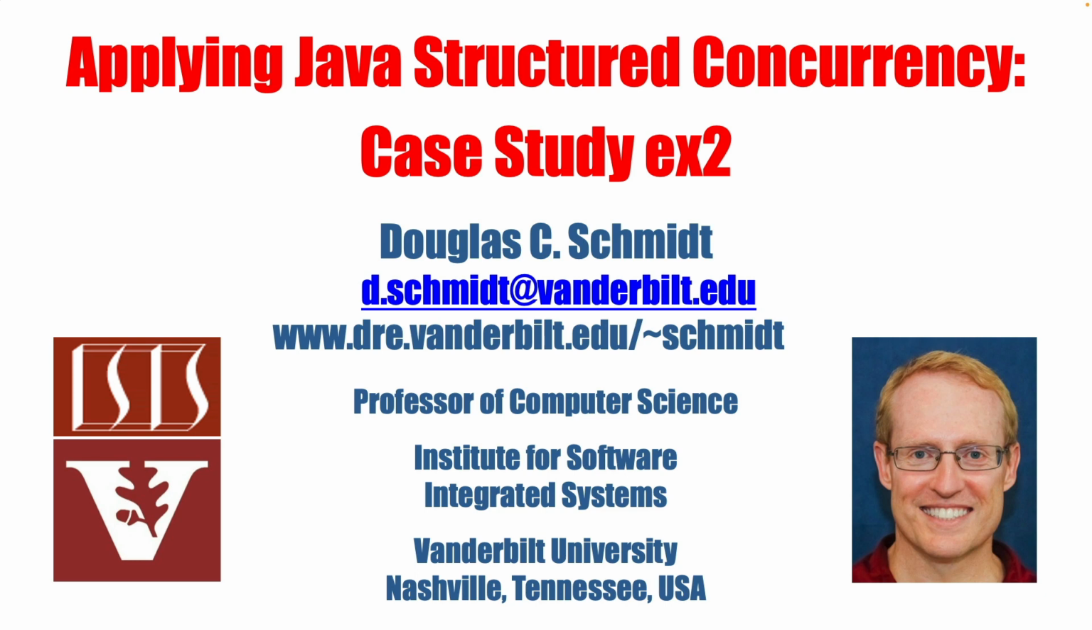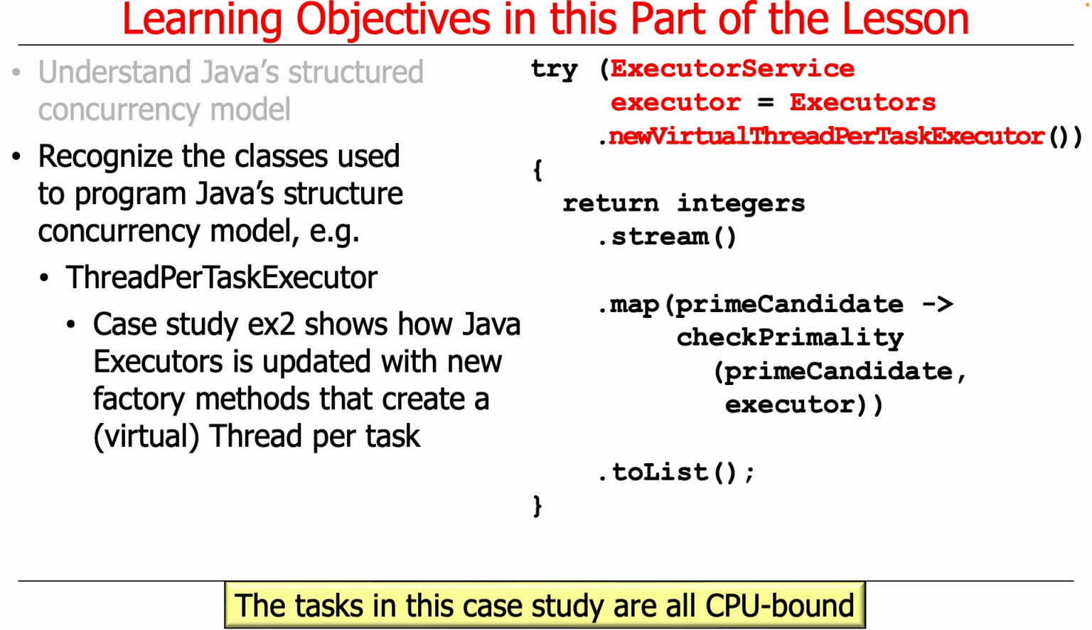So the last thing we're going to do today is walk through another case study. This is case study ex2. This case study shows how you can use the Java Executors and Executor Service features to support structured concurrency to create a new virtual thread per task.